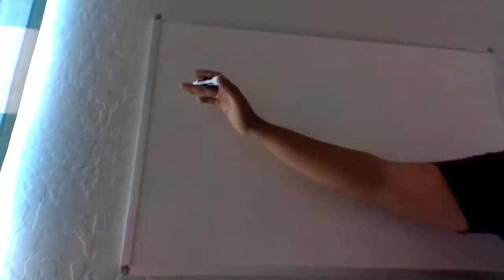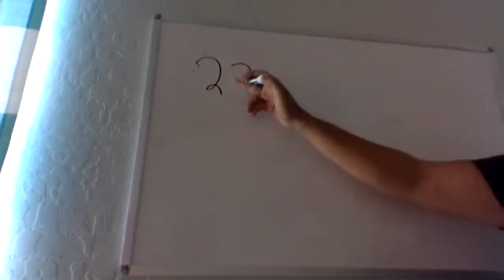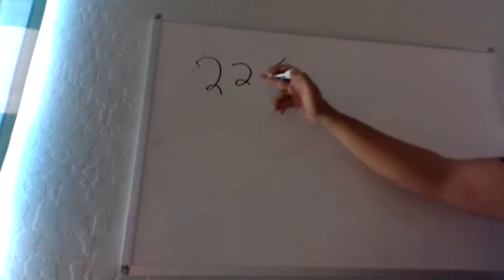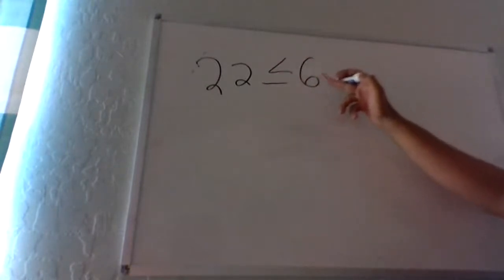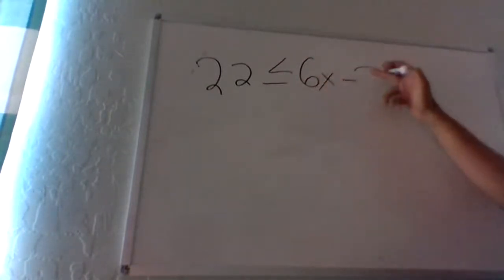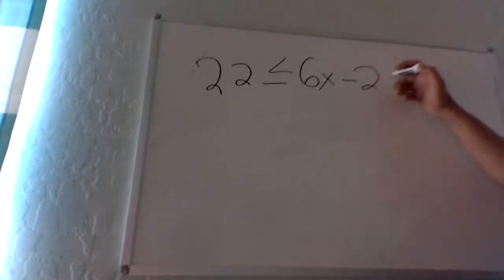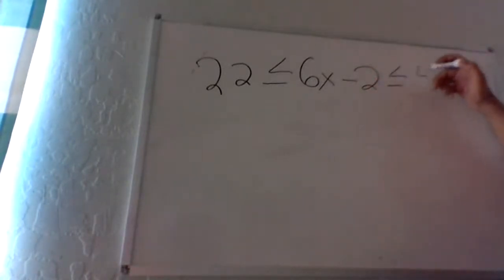So let's move on to another compound inequality. Okay. So we're going to have 22 is less than or equal to 6x minus 2 is less than or equal to 4x plus 16. I'm starting the timer.